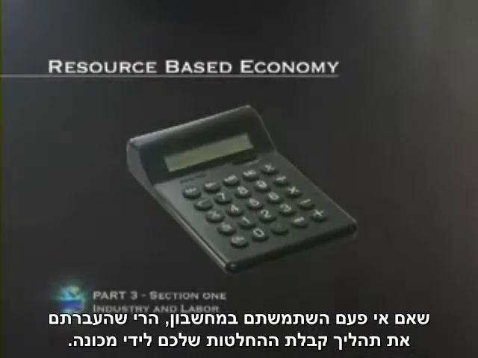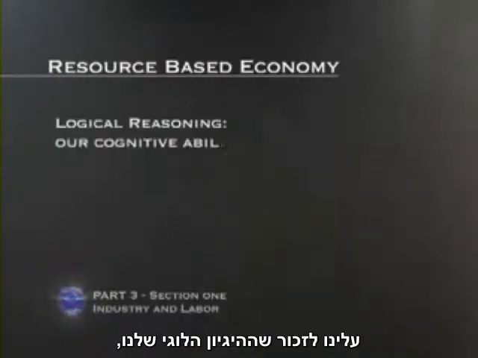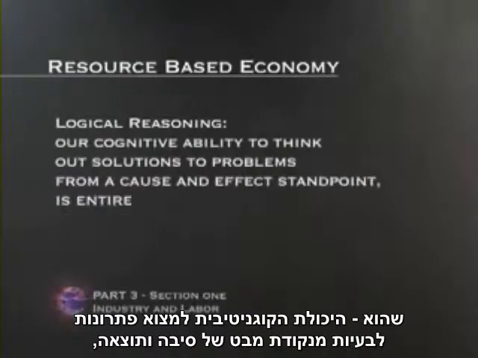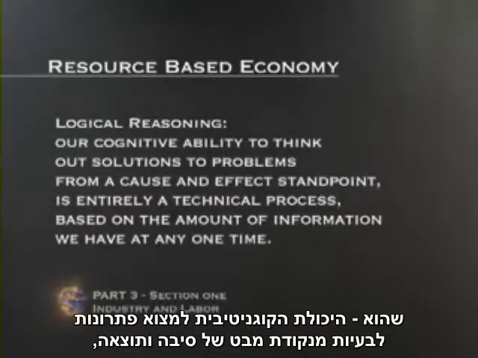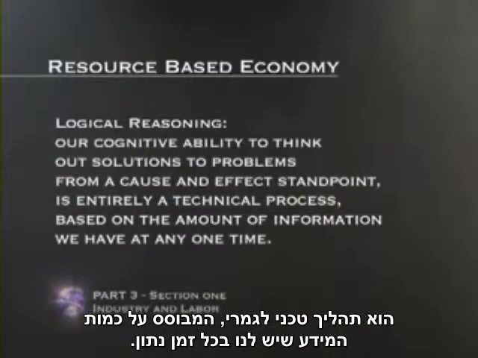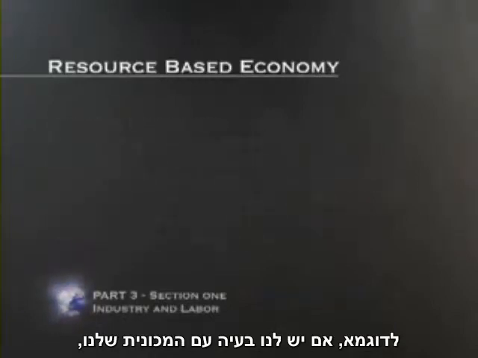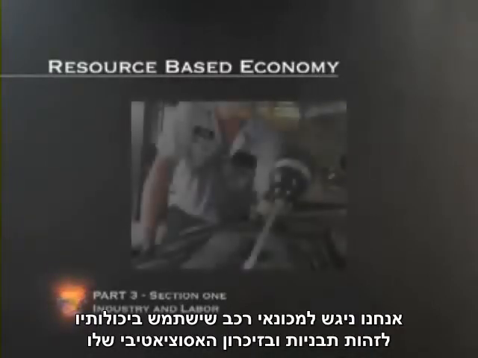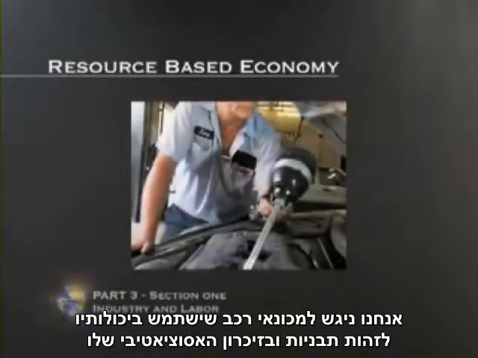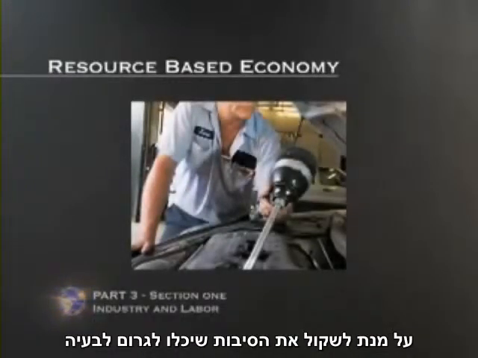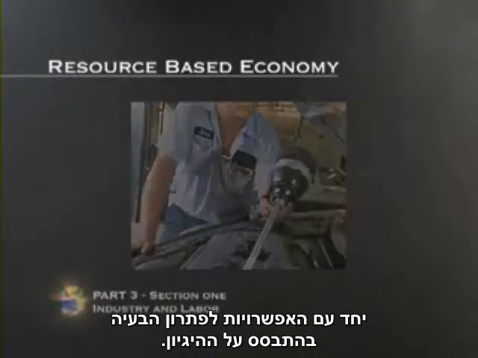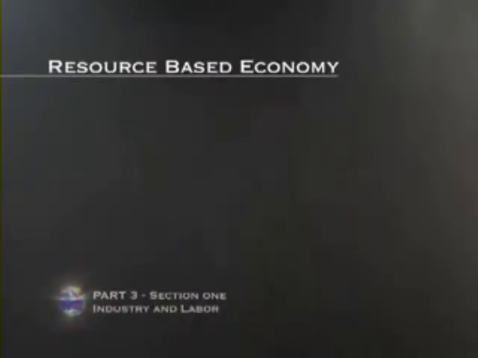decision-making to a machine. We must remember that logical reasoning, which is our cognitive ability to think out solutions to problems from a cause and effect standpoint, is entirely a technical process based on the amount of information we have at any one time. For example, if we have a problem with our car, we would go to a mechanic and he would use his pattern recognition abilities and associative memory to consider the possibilities that might have caused the problem, along with the possibilities for solving the problem based on reasoning. It is an objective, technical process.